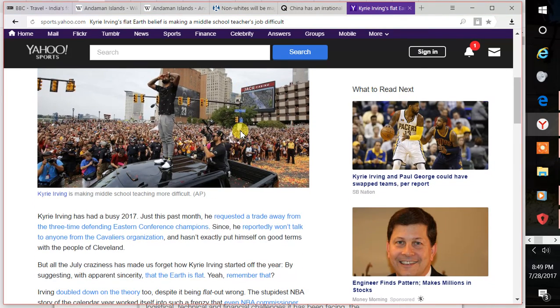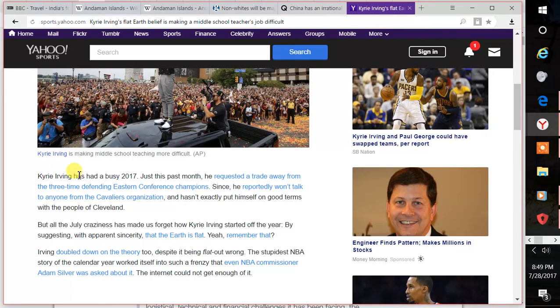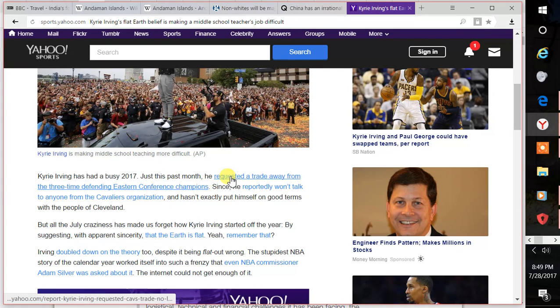Now, it says here Kyrie Irving has had a busy 2017. Just this past month, he requested a trade away from the three-time defending Eastern Conference champions. See, they're still talking that Freemasonic thing right there. Three times, but why didn't you just mention that these guys won the NBA championships a year ago? Why do you have to say they're three-time Eastern Conference champions? Just trying to show you that he's a Freemason, okay? I'm just trying to show you how these people talk.